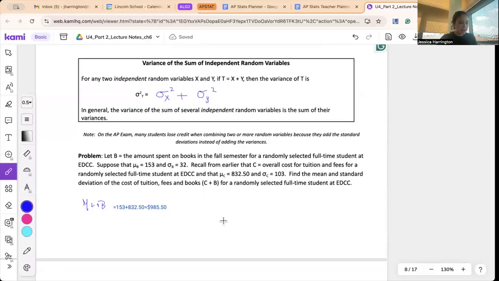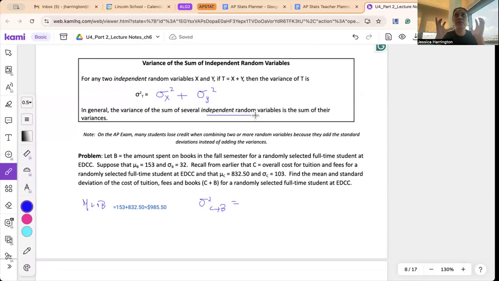So then if I need to find the mean and standard deviation, we can't find the standard deviation, but we can find the variance, right? So sigma squared of C plus B is going to be the sigma of C plus the sigma of B, both squared. But then I'm stopping to think because it says it has to be independent random variables.